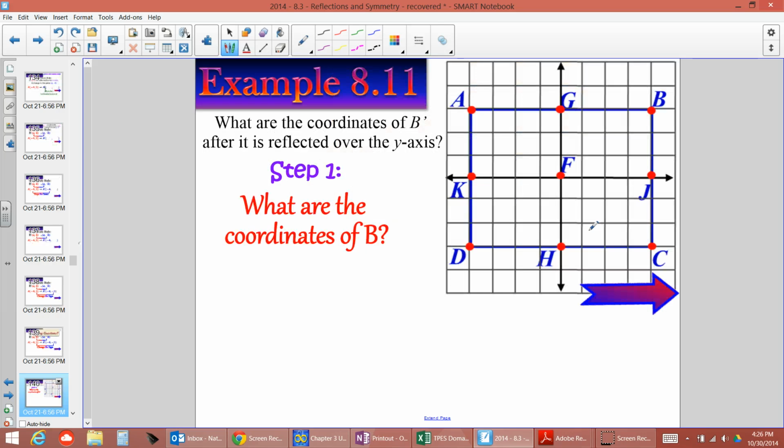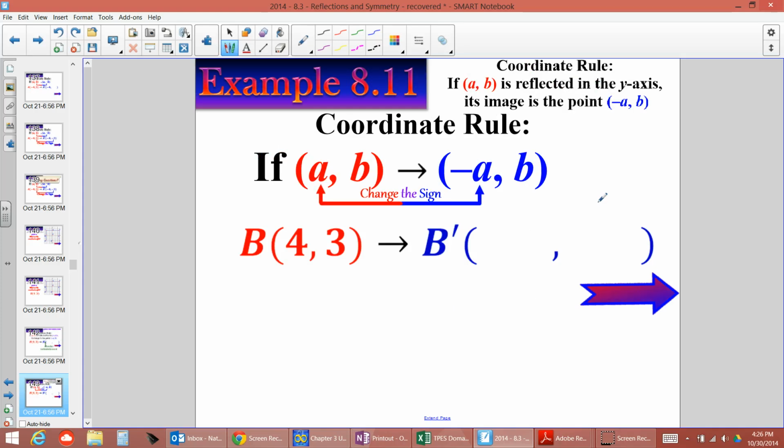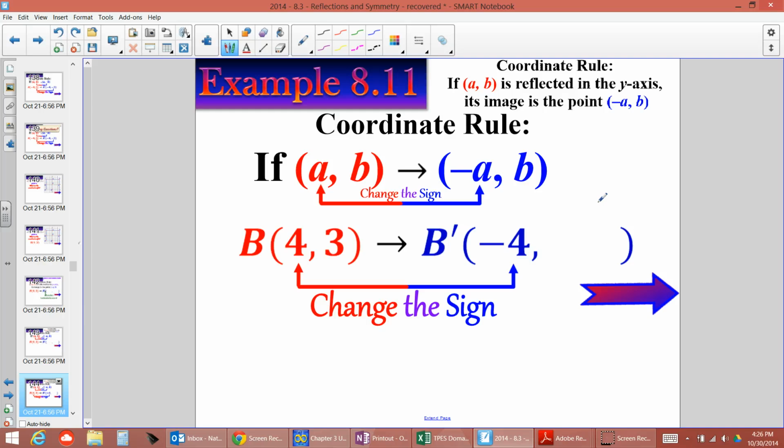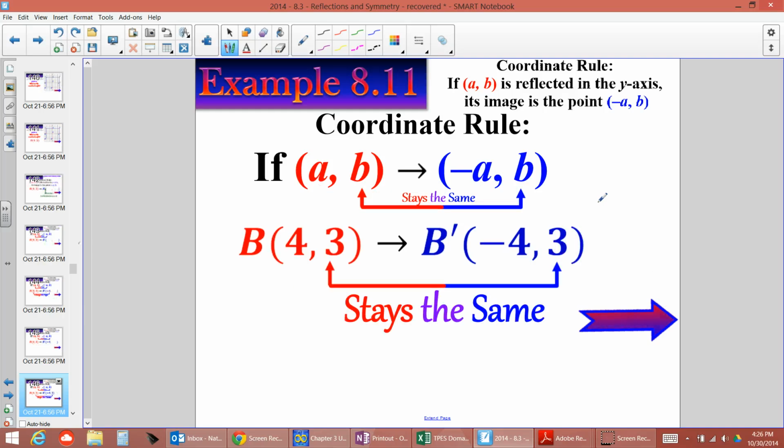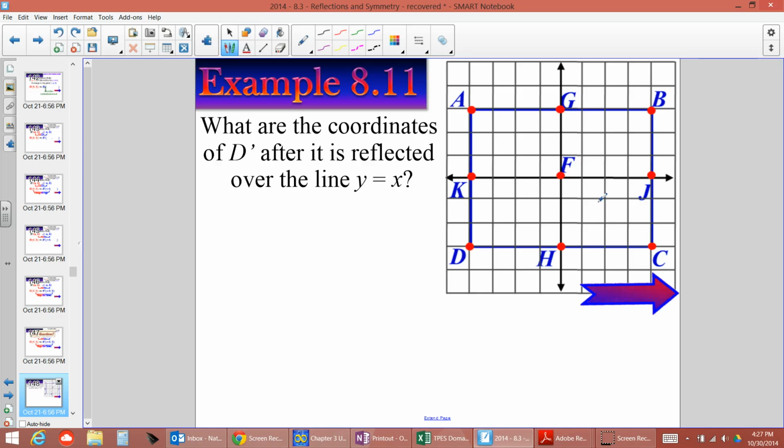Easy enough. So for B, I notice that my coordinate is 4, 3 for B, over 4, up 3. Now, the rule for the y-axis is (negative a, b). So I say a changes the sign. That means 4 changes the sign, b stays the same, 3 stays the same, and I'm done. The answer is negative 4, 3. All I had to do was apply the rule for how to change over the y-axis.